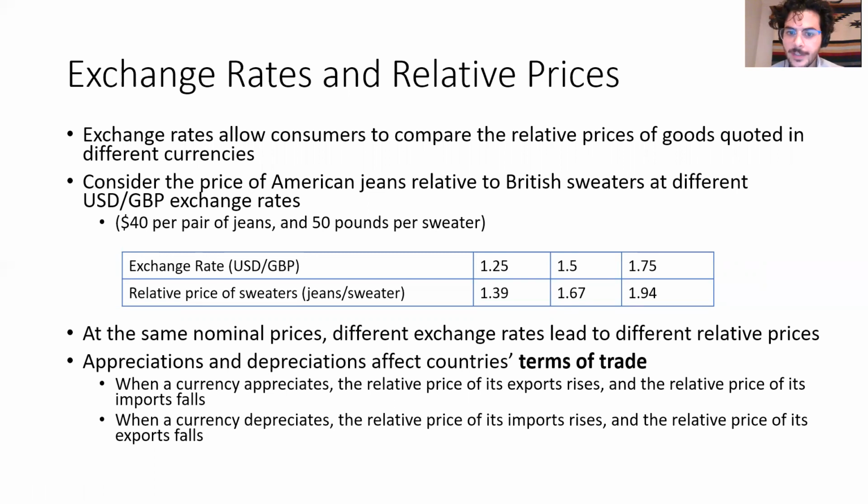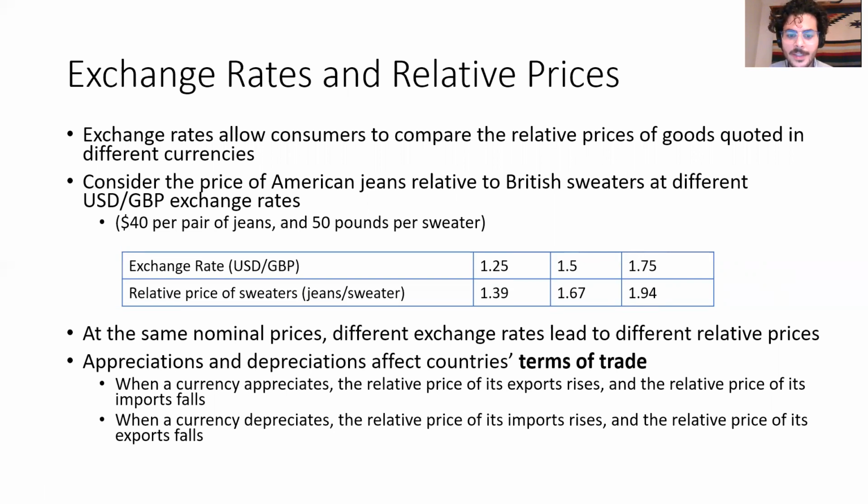If the pound appreciates, that means that anything that is priced in pounds is now more expensive, and anything that is priced in dollars is now cheaper. And so sweaters become more expensive relative to jeans. We can see the same thing happens when we go from 1.5 to 1.75. Sweaters become more expensive still in terms of jeans. So at the same nominal prices, different exchange rates can lead to different relative prices.